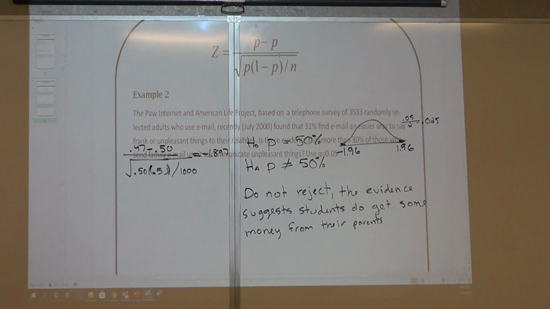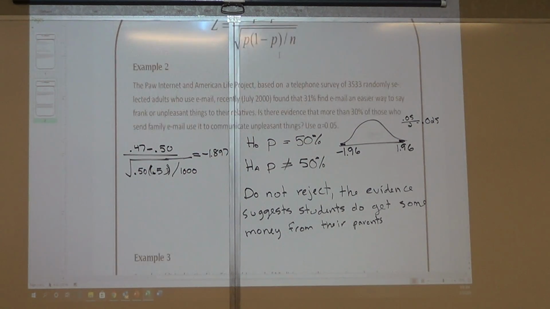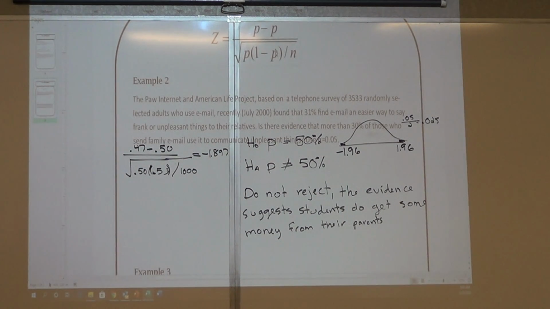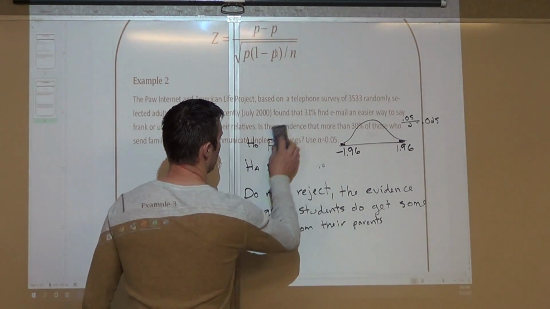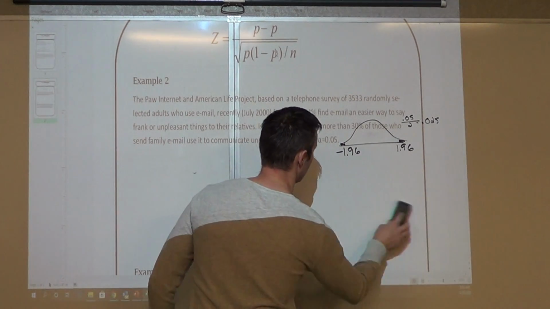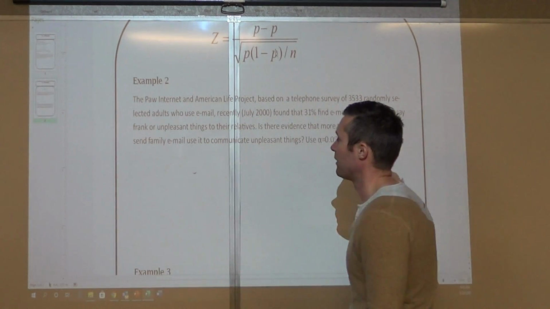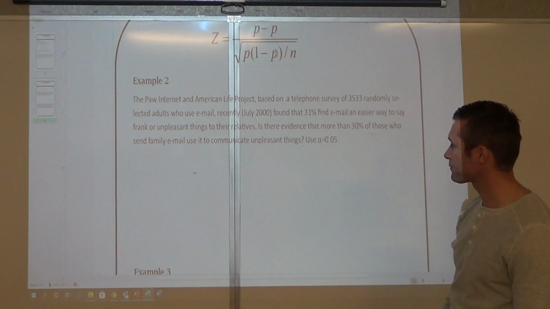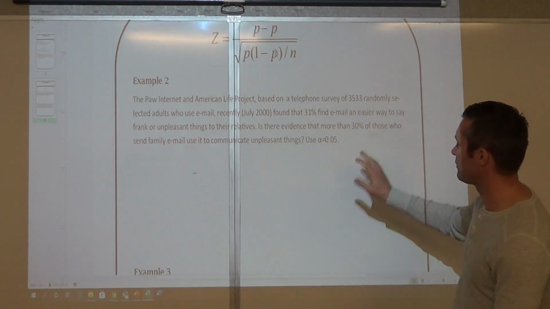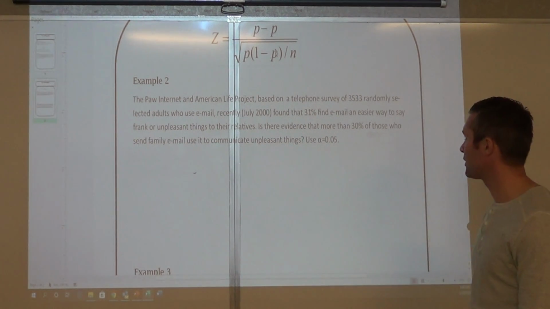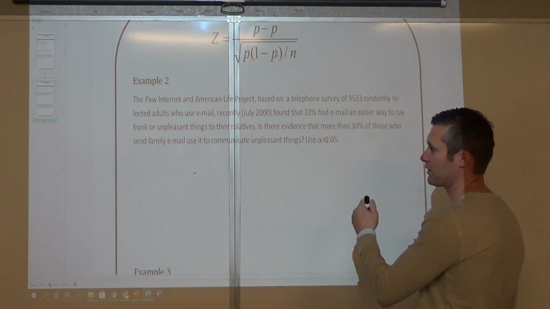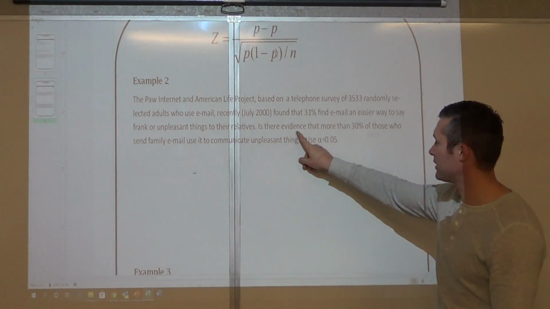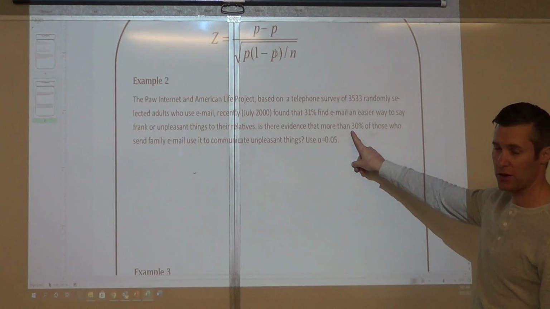So just a reminder, we're going to use that again, so I'll keep it on the screen for us to use. Okay, so we're still going to go ahead. All right, so we want to find, based on a telephone survey, 3,533 randomly selected adults who use email recently found that 31% find email an easier way to say frank or unpleasant things. Is there enough evidence that more than 30%?